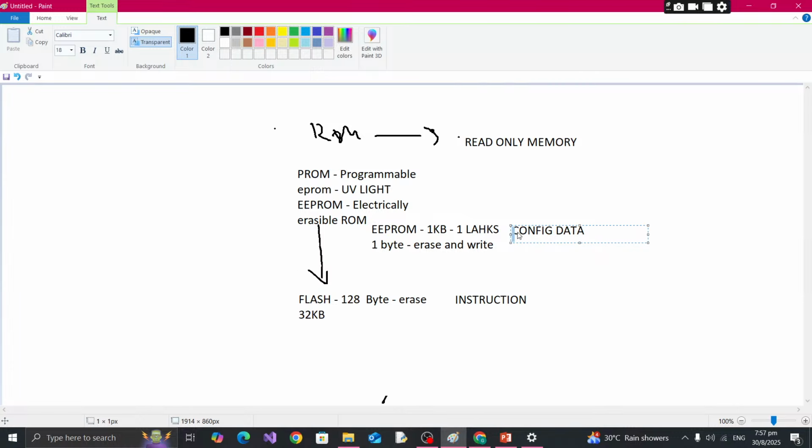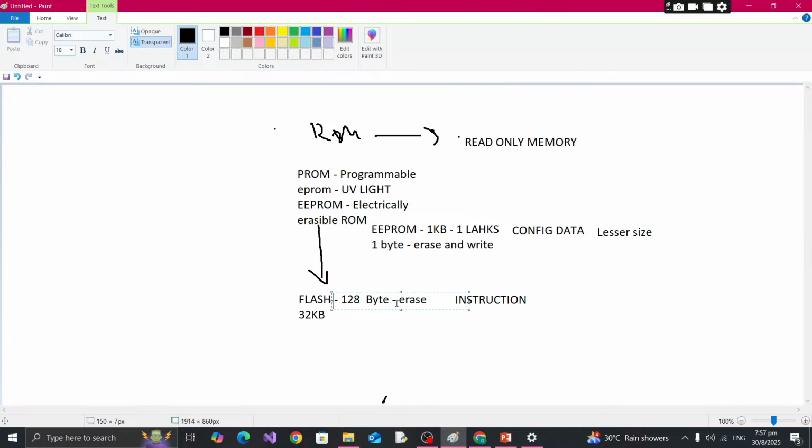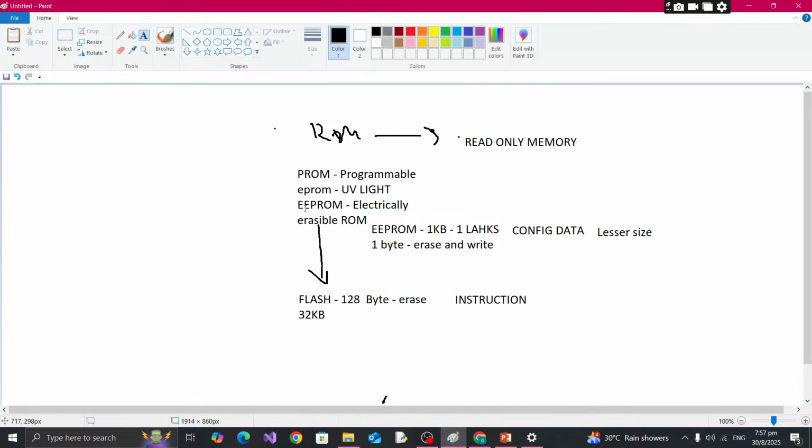This will change frequently when compared to instructions. And this config data is lesser in size compared to instructions. This config data may be 1 byte or maybe 2 bytes. Flash can read, erase and write 128 bytes at a time. So to erase and write 1 byte, I need to erase 128 bytes, read the other 127 bytes, write those 127 bytes back as they are, and rewrite this 1 byte. So it's a waste of time and a waste of resources. So I will use EEPROM for the configuration data.